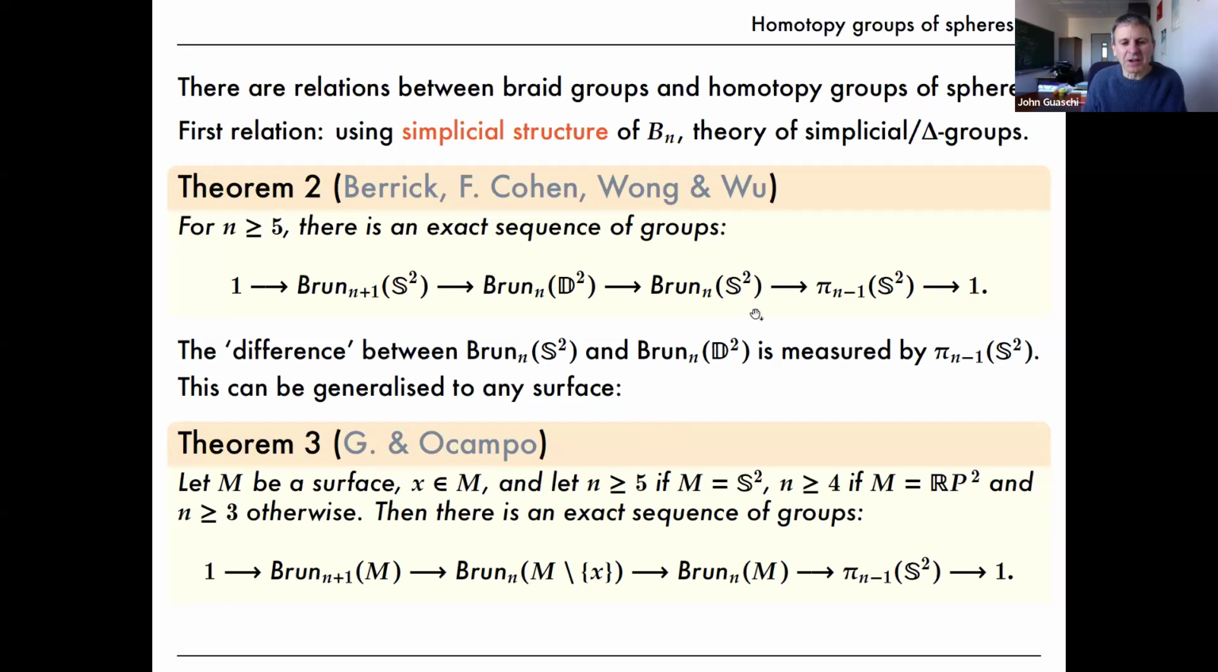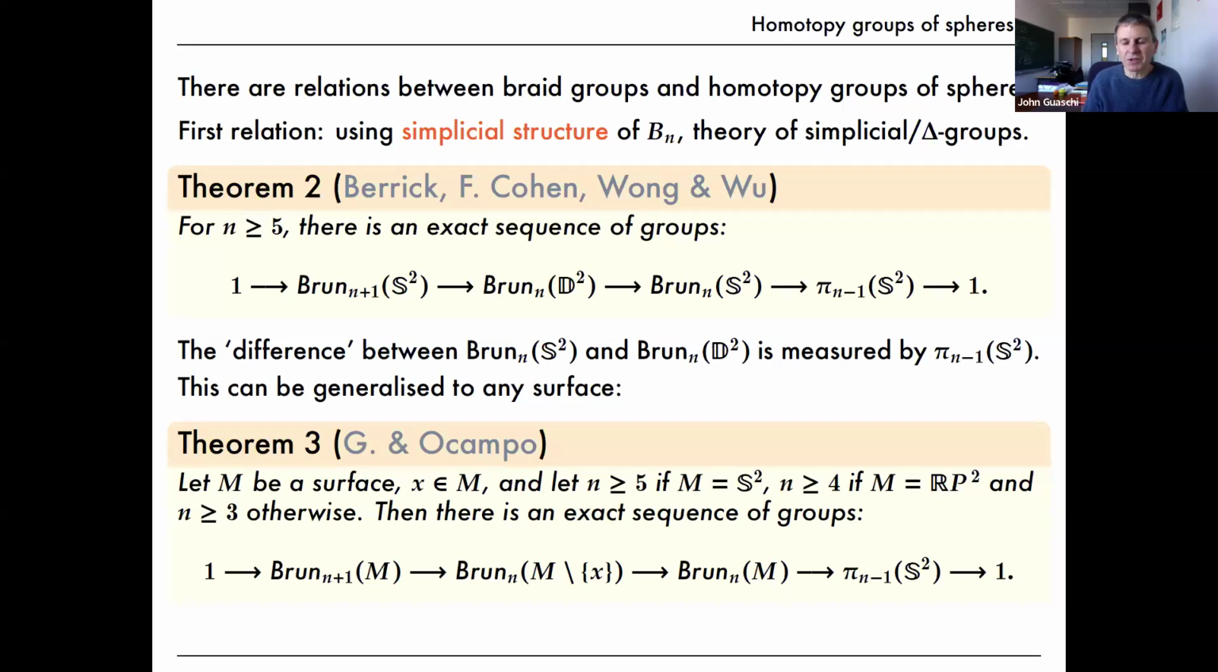So the idea to proving these two results, like I said, it's not really the main subject of the talk, is to use the fact, so this was what Berrick, Cohen et al. studied, that they looked at the forgetful maps. So when you look at a pure braid, where you can forget one of its strings, that gives you a homomorphism from Pn into Pn minus 1.